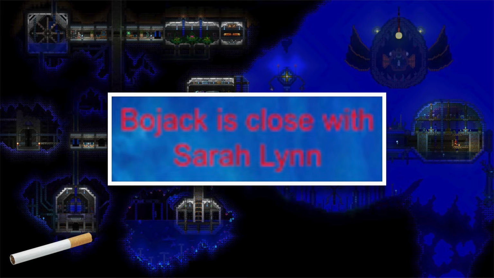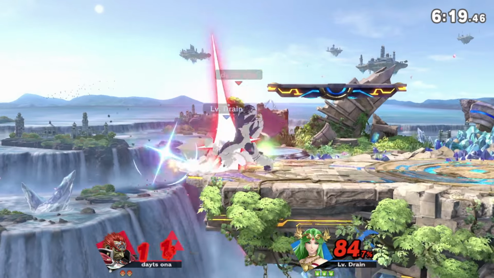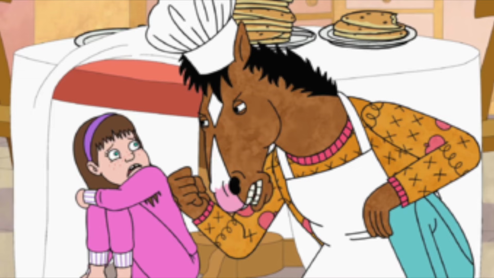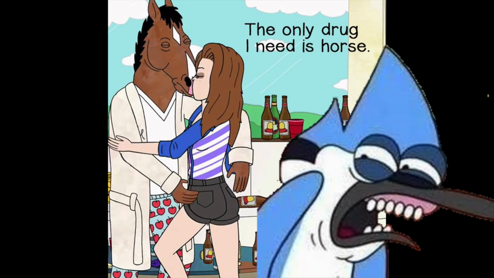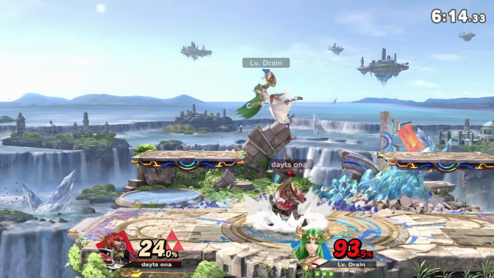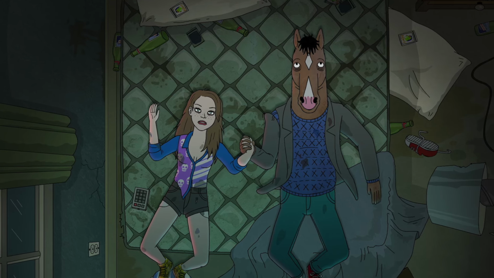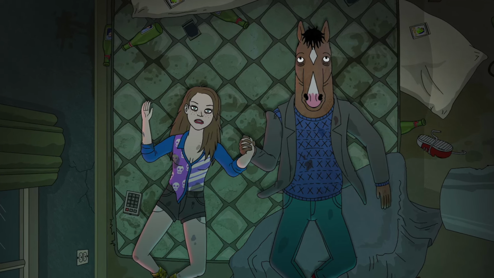BoJack is close with Sarah Lynn. This is definitely one of the darkest events in the show, where BoJack and Sarah Lynn do a thing. It is very weird and creepy to think about because Sarah Lynn did it with her guardian. It is even worse because BoJack is known to be the fatherly figure in her life, but the age gap and the added factor that she is already struggling from drugs, you can't really see both of them the same again.